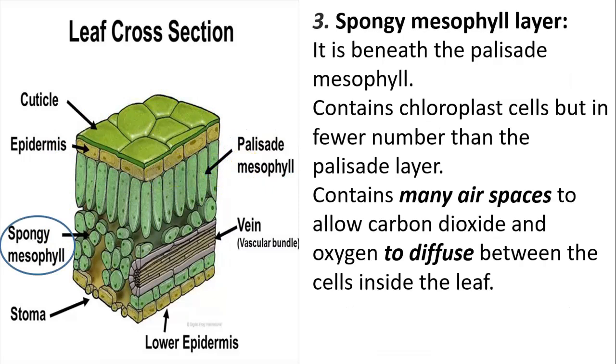Under the palisade mesophyll, we can see the spongy mesophyll cells. What's their function? Their function is also photosynthesis, but they have less amount of chloroplasts and they have air gaps or air spaces between them. Remember, like any sponge, it's not compact. It contains air bubbles or air spaces between its fibers. So spongy mesophyll also has its own air gaps. Why? To allow the diffusion of carbon dioxide inside the leaf and oxygen outside.